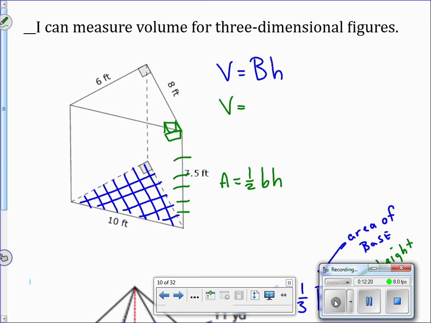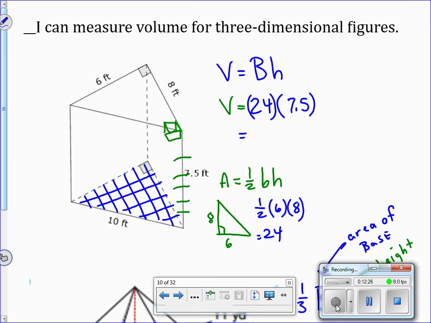Let's find the area of the triangle. And so I find the area to be 24. So there's 24 squares on the bottom. That means 24 cubes can be placed on the bottom floor of this. And I'm going to multiply that times 7.5 to get the total number of cubes that will go into filling up this prism. I calculate 180, in this case, not square feet, now, cubes.